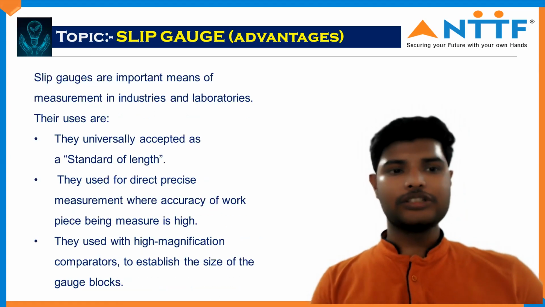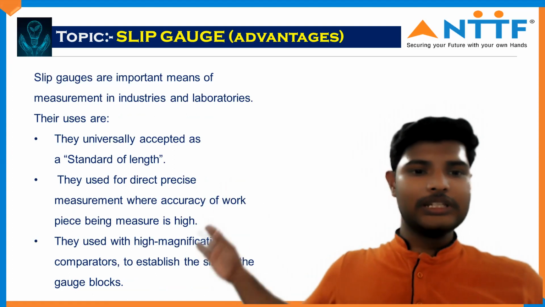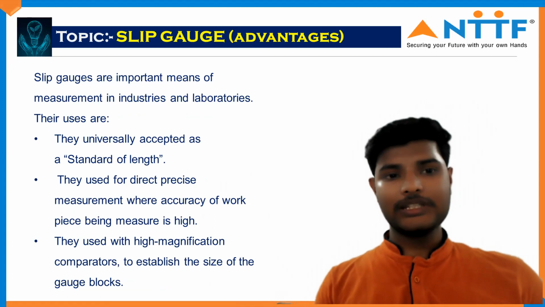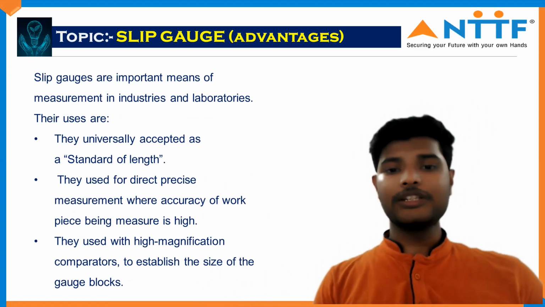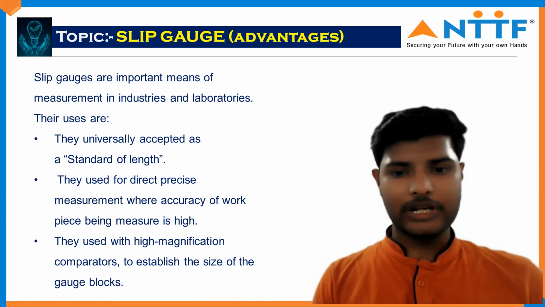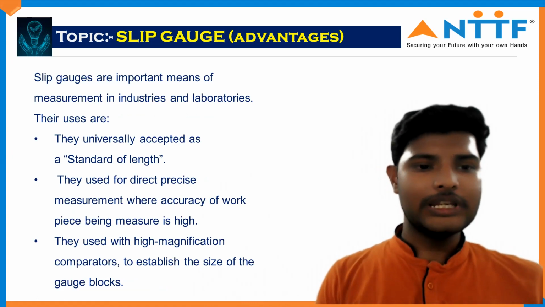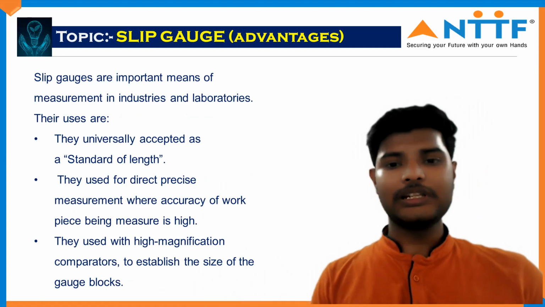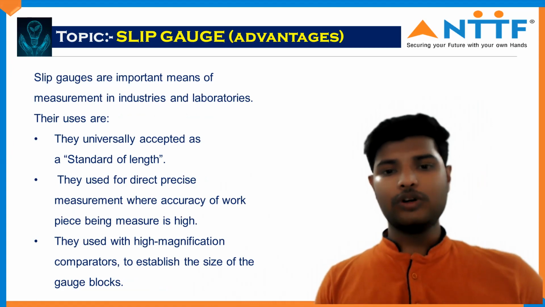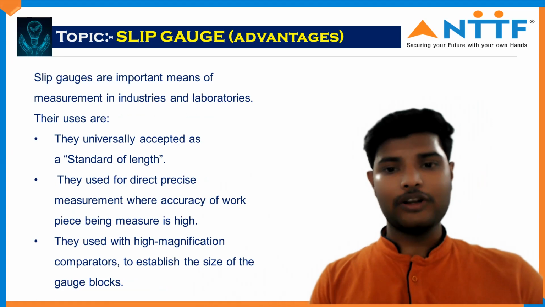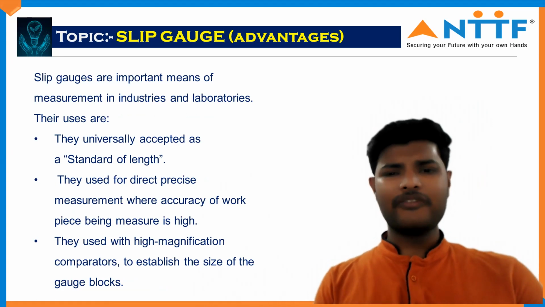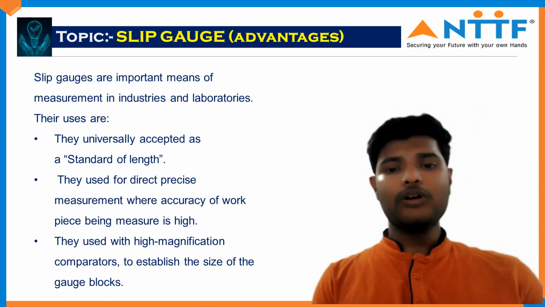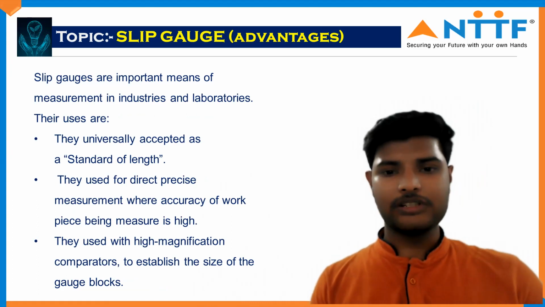Let us see the advantages of slip gauge. As I have given the list of advantages, let's see them one by one. First of all, it is used in industries and laboratories. Universally, it is accepted as a standard length. This is a standard organization method, so wherever you go in the world, you will get a single standard method. So we can't get confused in any of the measurements.